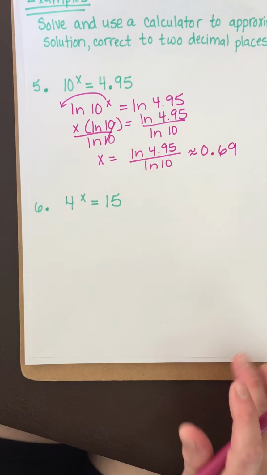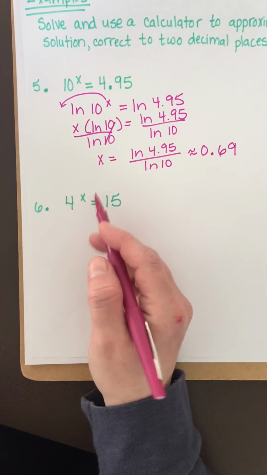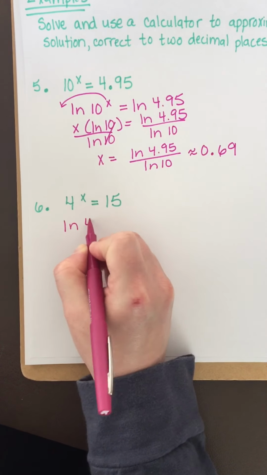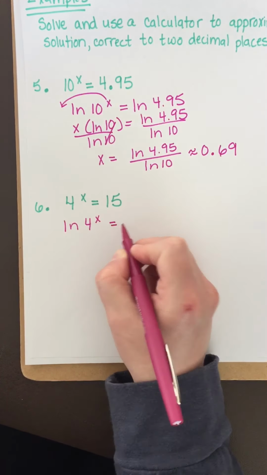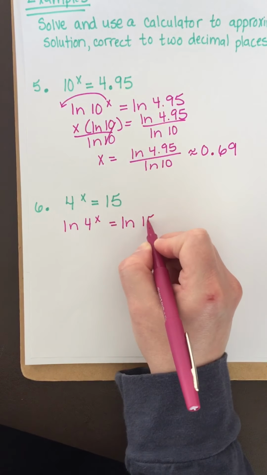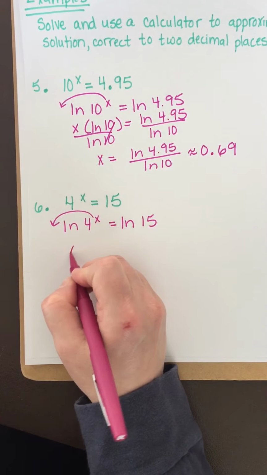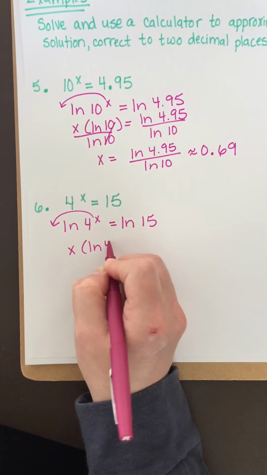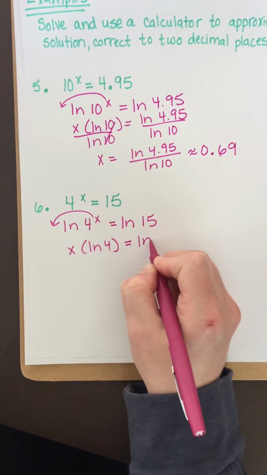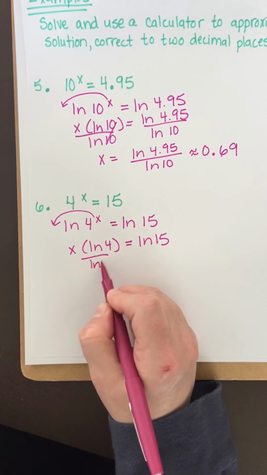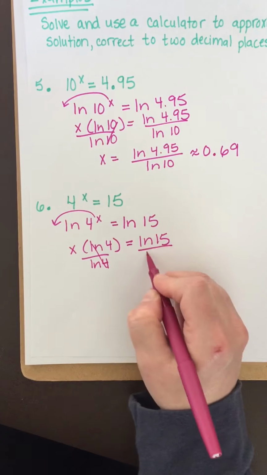All right, let's do one more like that. We have 4 to the x equals 15. The exponential expression is isolated, so I'm going to take the natural log of both sides. So the natural log of 4 to the x is equal to the natural log of 15. I'm going to put that x out front using my power rule. So x times the natural log of 4 is equal to the natural log of 15. This is being multiplied, so I'm going to divide both sides by the natural log of 4.